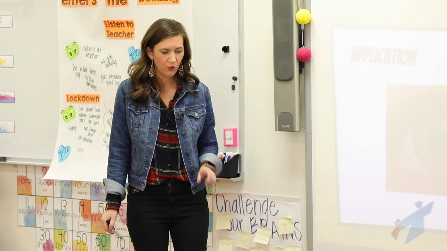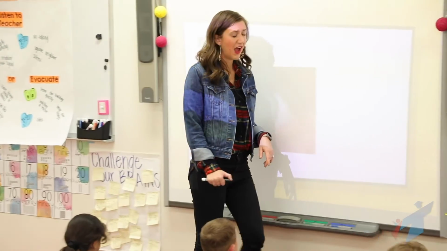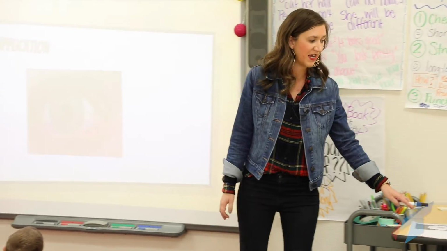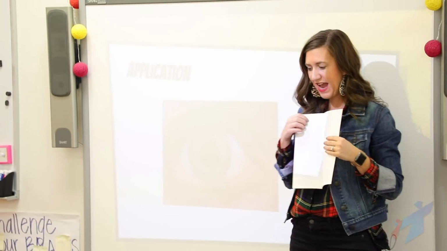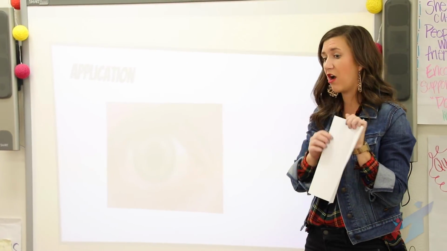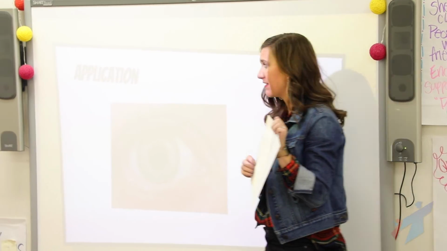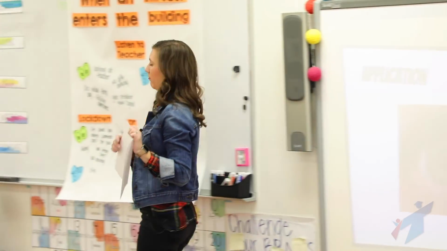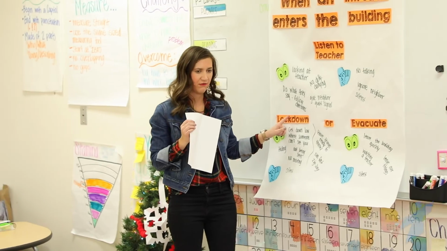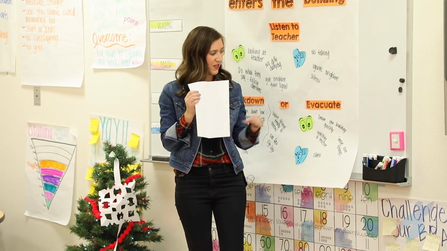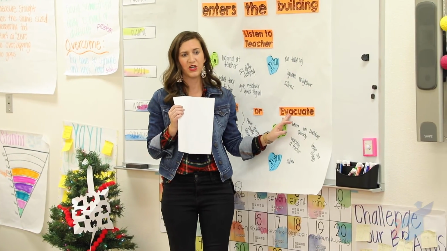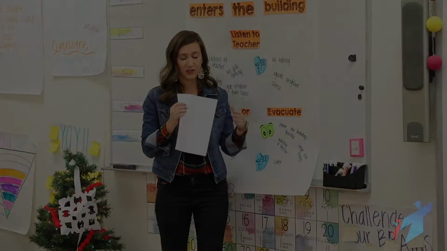So, what we are going to do now is you all have a piece of paper on your desk. Okay, you're going to fold it in half. On one side of it, you're going to draw a picture and write a sentence about what you would do in a lockdown. On the other side of it, you're going to draw a picture and write a sentence about what it would look like if you were to evacuate.